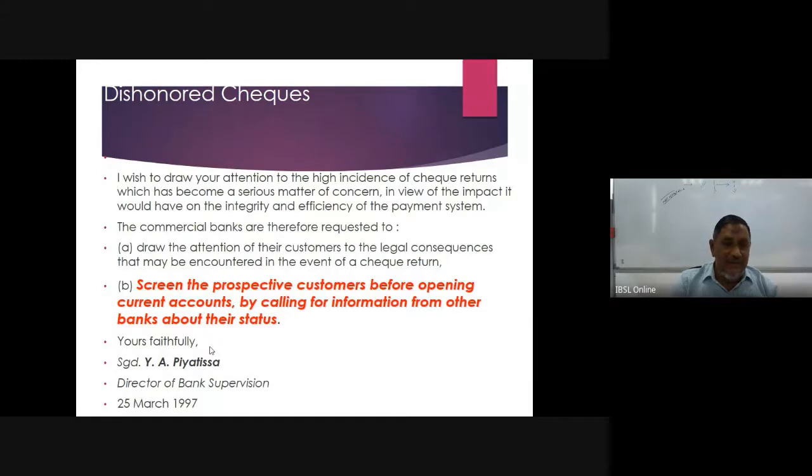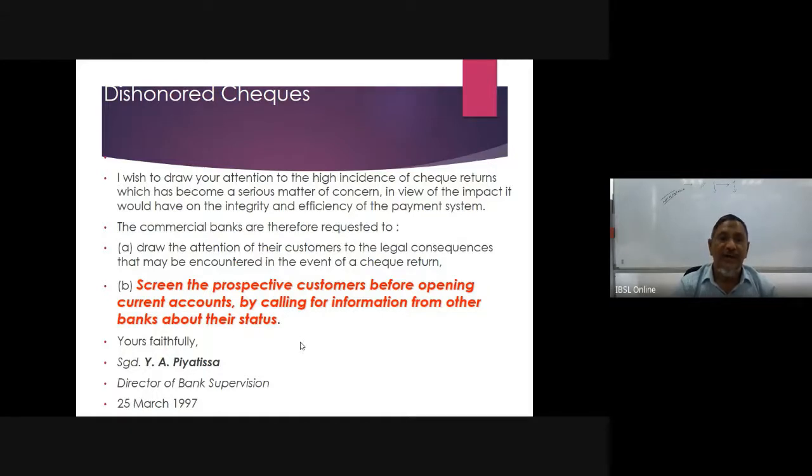Regarding this one, a long time before, a circular was issued on 25th March 1997 by the Director of Central Bank Supervision. But only now has this been implemented by the banks. I wish to draw your attention to the high incidence of check returns, which has become a serious matter of concern in view of the impact it would have on the integrity and efficiency of the payment system. The commercial banks are therefore requested to draw the attention of their customers to the legal consequences that may be encountered in the event of a check return.